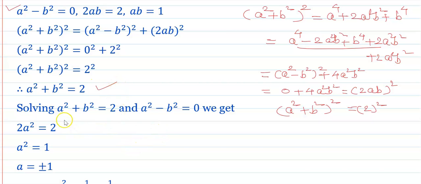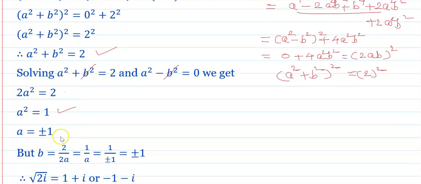म्हणजे आपल्याला दोन व्हॅल्यूज मिळाल्या. a square plus b square is equals to 2 and another is a square minus b square is equals to 0. If we add these two, then what you will get? Plus b square and minus b square will get cancelled. Then you will get 2a square is equals to 2. Therefore, a square is equals to 2 upon 2. Therefore, you will get a square is equals to 1. Taking the square root on both sides, a is equals to plus or minus 1.